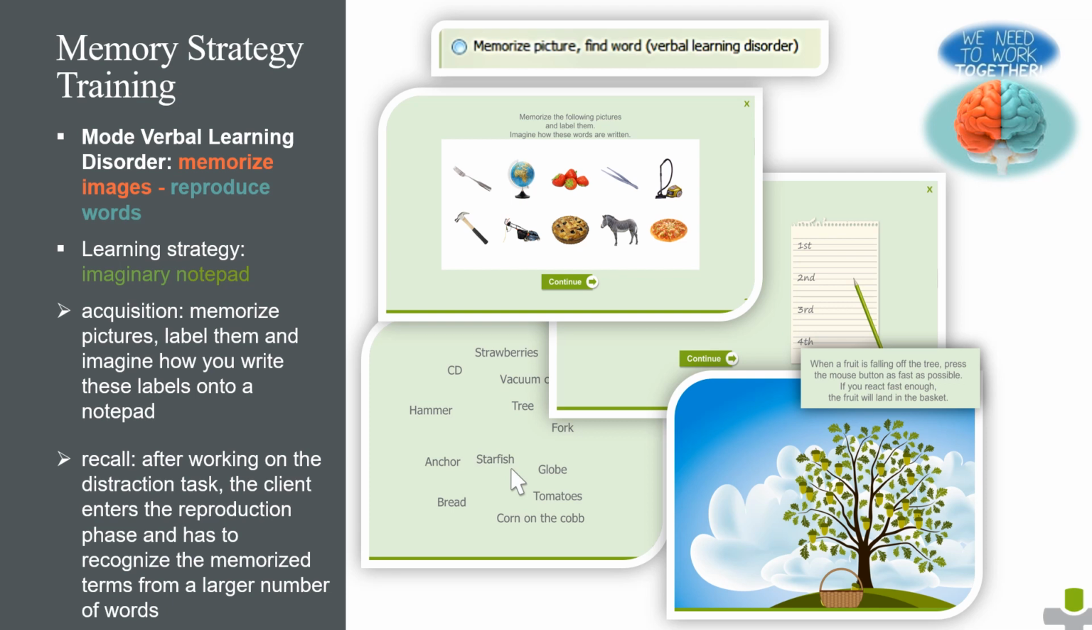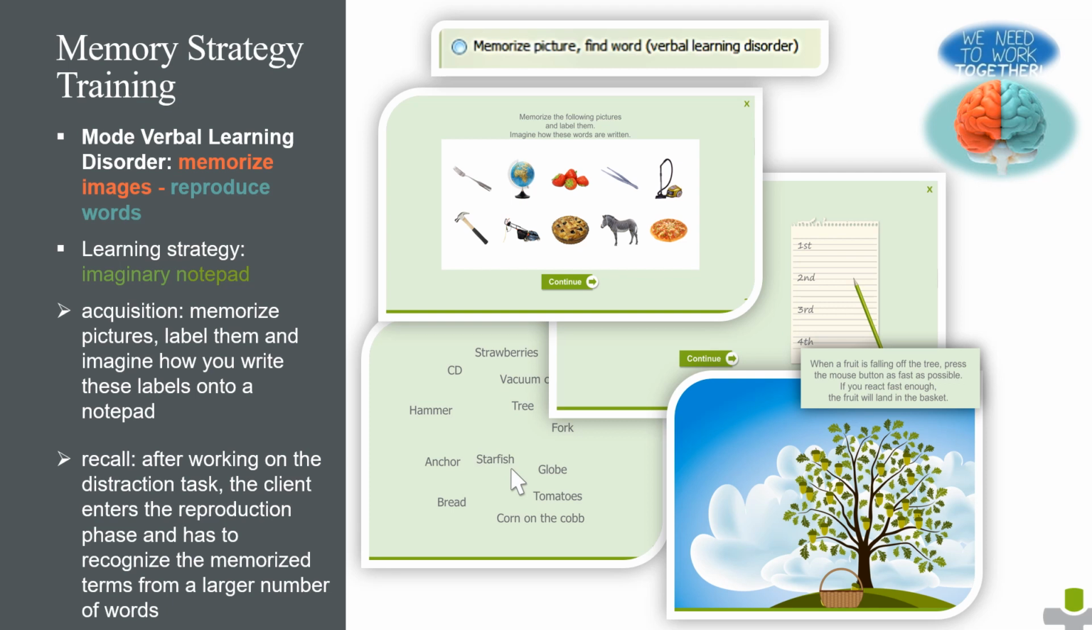After working on the distraction task, the client proceeds to the reproduction phase and has to recognize the memorized terms from a larger number of words. The words will be distributed over the whole screen. The task is to scan the screen for the memorized terms and click on the corresponding words with the mouse. The distraction task between acquisition and recall enables a staggered delayed recall.